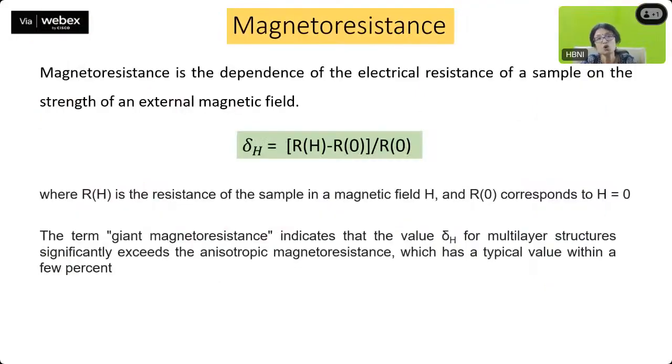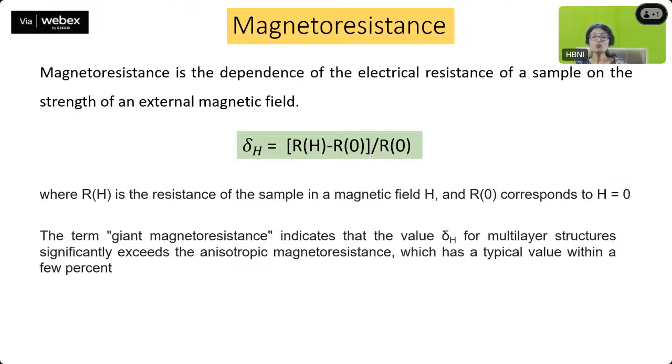So now coming to the next topic, which is magnetoresistance. What do we mean by magnetoresistance? It is the dependence of the electrical resistance of a sample on the strength of an external magnetic field. Mathematically, how we express this value, this delta H, is the difference between your resistance when you are applying a particular field H and the resistance when no field is applied, divided by your resistance when H is 0, that is, when no external field is applied.